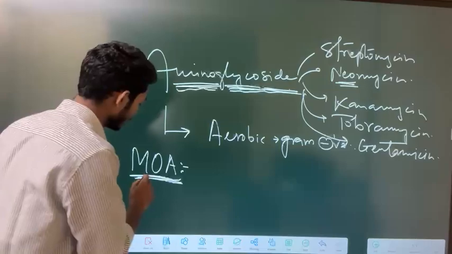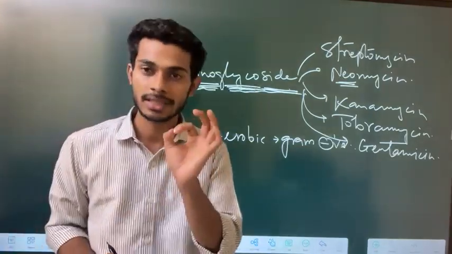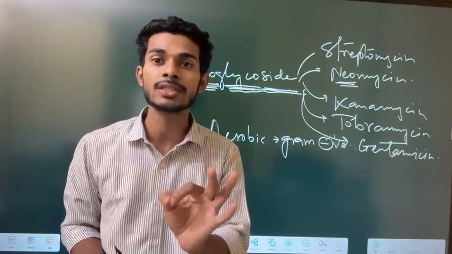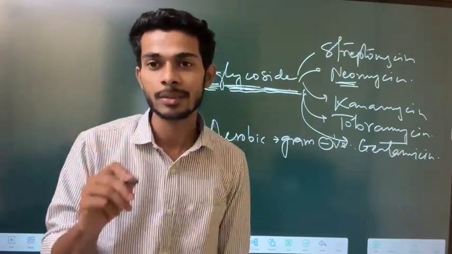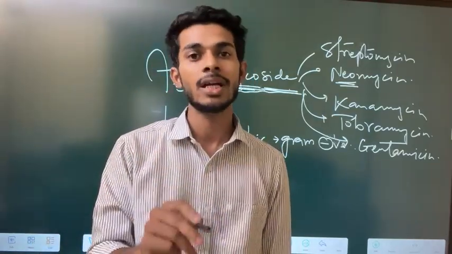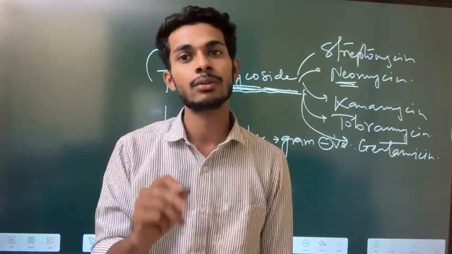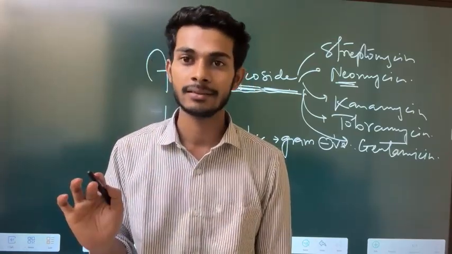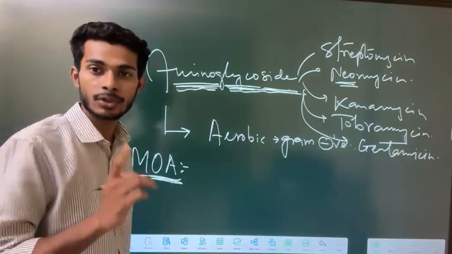And here what will happen? In the mechanism of action of aminoglycoside, you have to remember, aminoglycosides inhibit protein synthesis, not cell wall synthesis. So when protein synthesis is inhibited, ultimately functional protein will not form, functional enzyme will not form. Ultimately metabolism will be disrupted inside the bacteria, and due to which ultimately the bacteria will die. That's it. Now, how does it inhibit the protein synthesis?